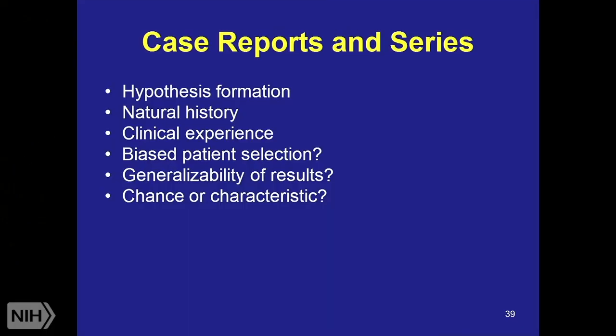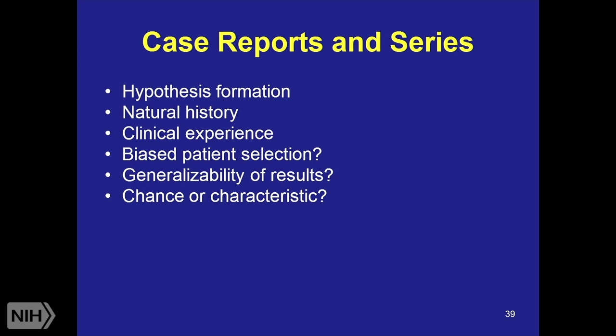So what do we use these things for? We've got hypothesis formation, we've got natural history. So the beginning of natural history studies are many times these case series or case reports. This is basically defining your clinical experience taking care of these patients. Do you have biased patient selection? Yes. In almost every case series that's published, it's a set of patients that like one group saw. It might be just a blip. But the idea is to figure out the generalizability of these results.